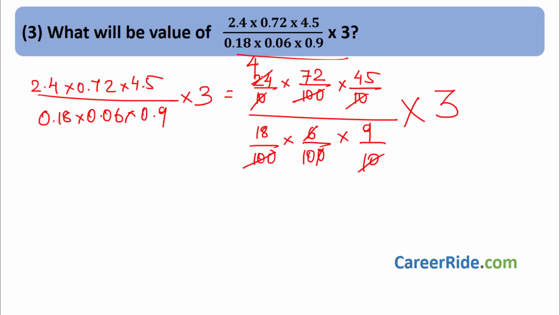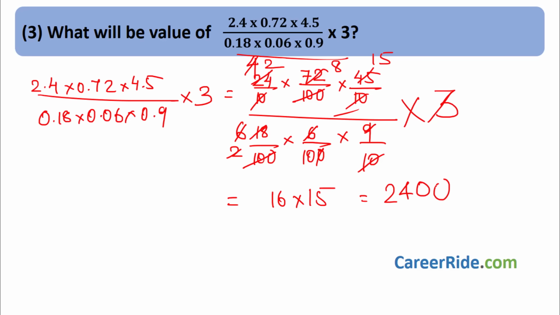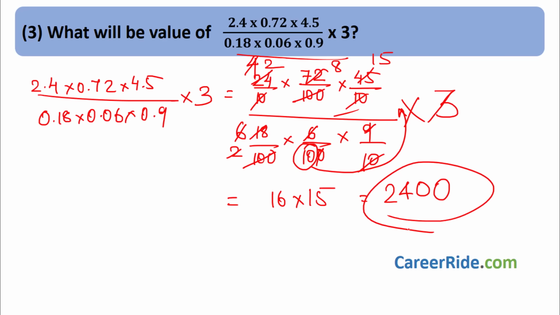6 4s are, okay, 9 8s are, right? What we can have over here is 5 3 15s are, 3 6s are, okay, 3 2s are, 2 2s are. We will have 16 into 15. Okay, 15 into 15 is 225, 240 and 0. Why the 0? Because this 10 comes over here on the numerator side. So answer is 2400. Moving to next question.